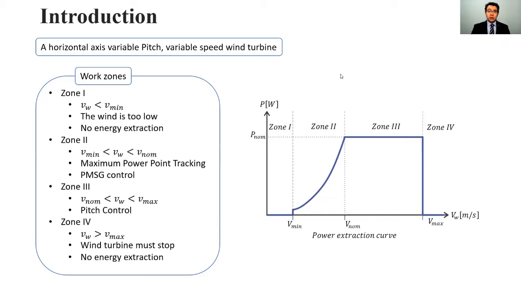So the controller must adjust the blade's pitch angle to limit the power extraction to operate the electric generator at its nominal speed. In Zone 2, the wind speed is higher than the cut-in speed, but lower than the nominal wind speed. In this zone, it is possible to maximize the energy extracted by setting the blade's pitch angle at 0 and controlling the rotor angular speed to track the so-called maximum power extraction curve. It's the curve right here. This work zone is where this paper takes place.